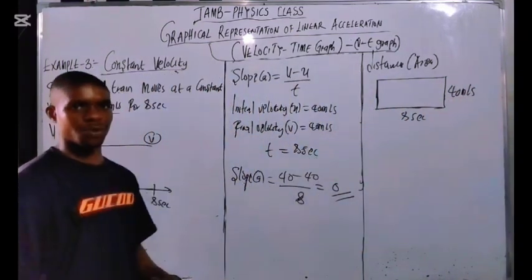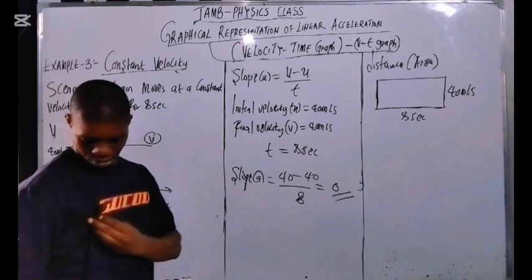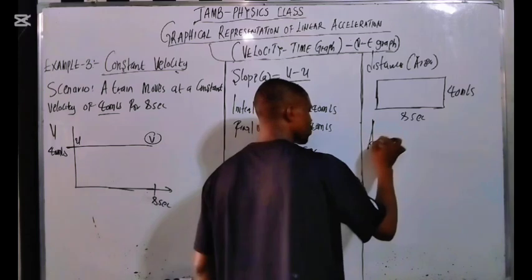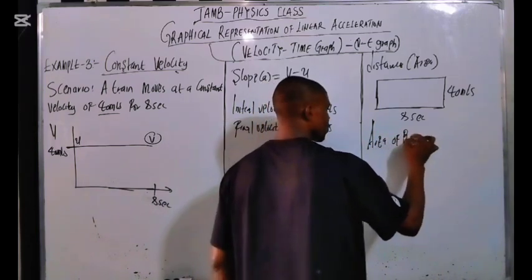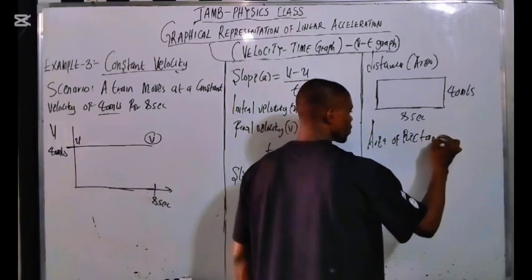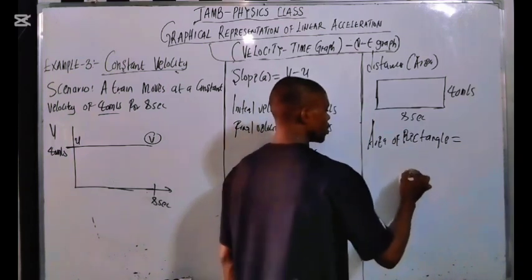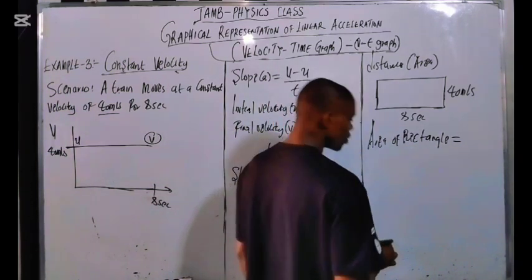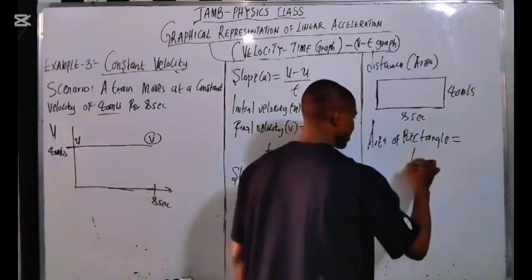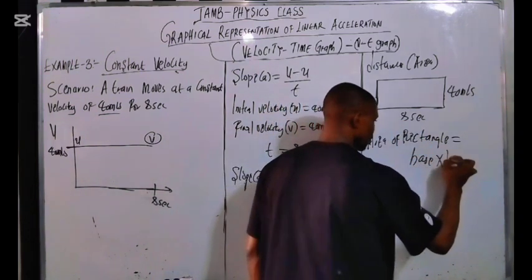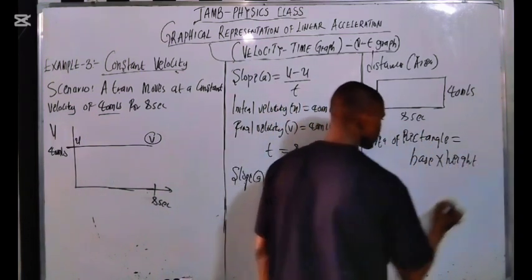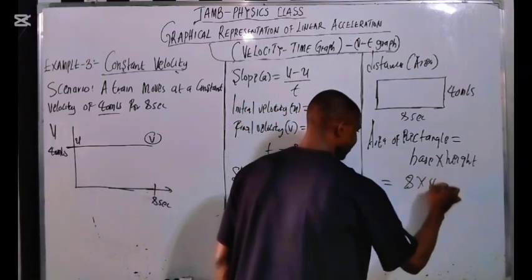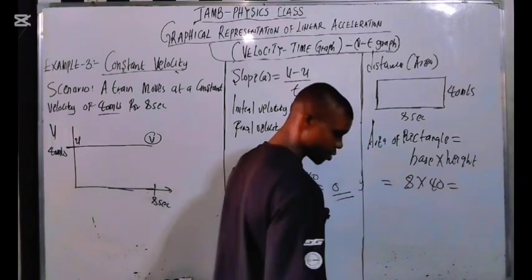What is the area of a rectangle? Area of a rectangle is breadth times height, which we also call base times height. So we are going to do 8 times 40. What will that give us?